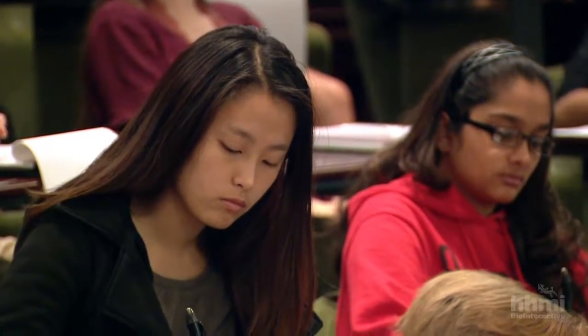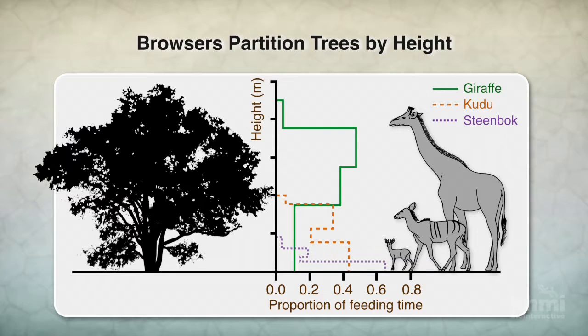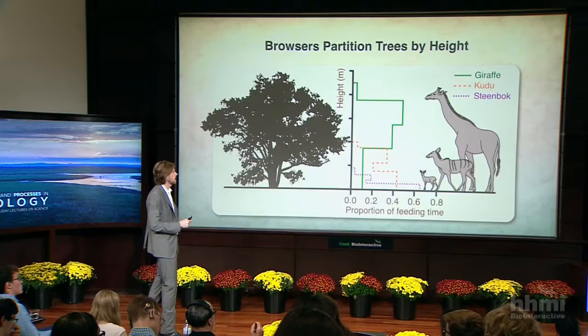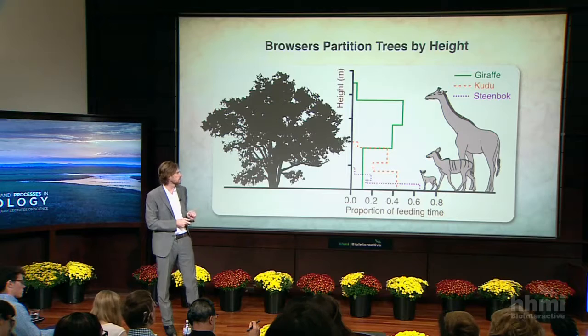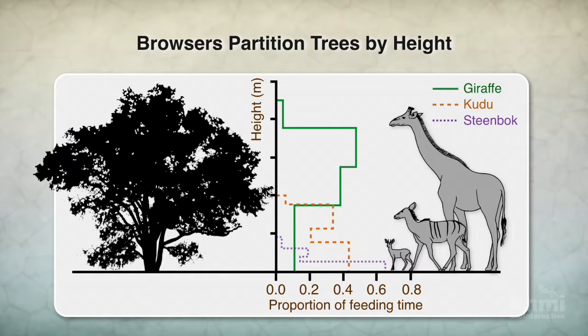Another form of dietary niche partitioning is that animals can separate out by height. All right, so this one should make intuitive sense. If you've got 3 large browsers, again, browsers being the ones that eat trees and don't eat grasses. So here we have giraffe, kudu, and steinbuck, feeding along a height axis on a tree. And the proportion of time that they spend feeding is there on the x-axis, and you see the giraffe spends most of its time feeding on the tall parts of the tree, the kudu at the intermediate parts, and the steinbuck at the lowest parts.